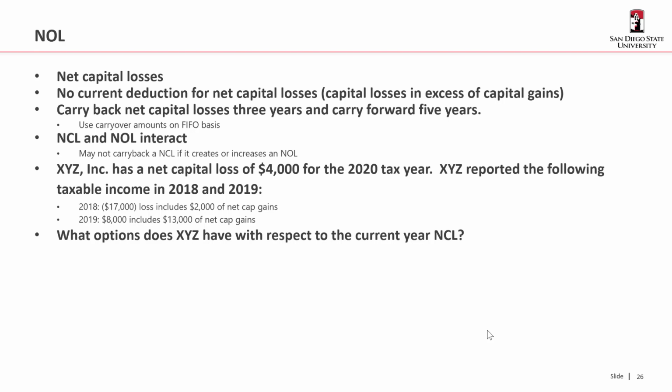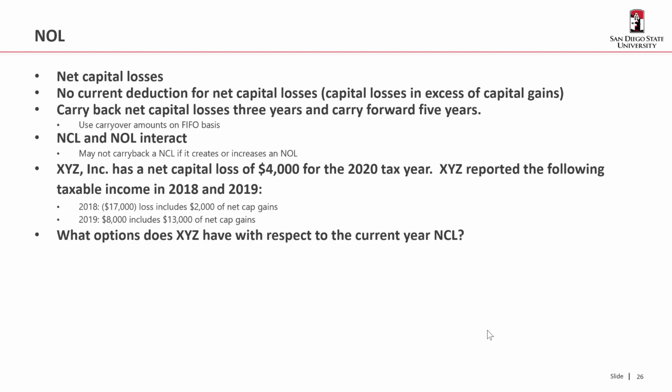So I had mentioned that there's an interaction between NOLs and net capital losses. Let's dig into that now. Of course, there's no deduction for a net capital loss for a corporation, right? And we discussed earlier in the video that you can carry back 3 years and forward 5 years. However, this interaction limits the carryback of a net capital loss if it creates or increases a net operating loss. So let's discuss that for a second.